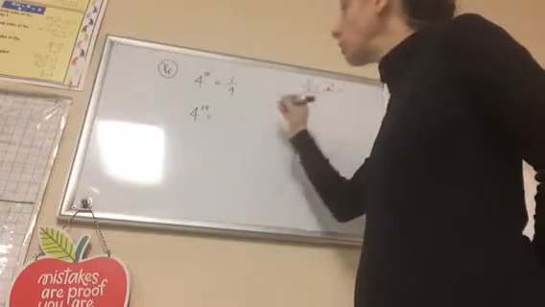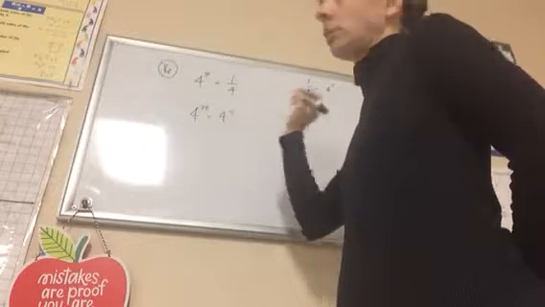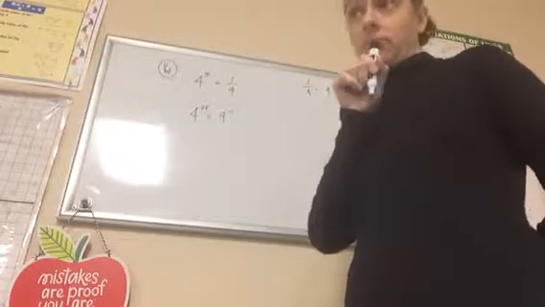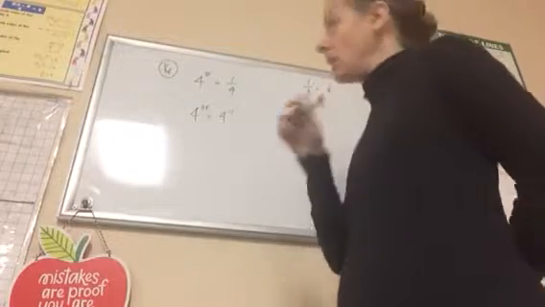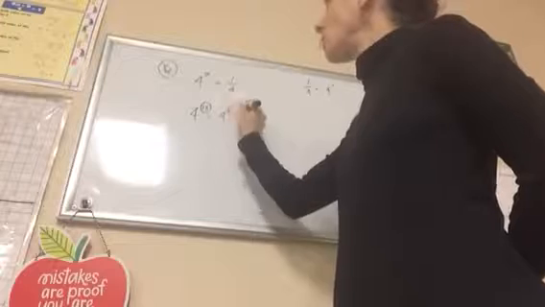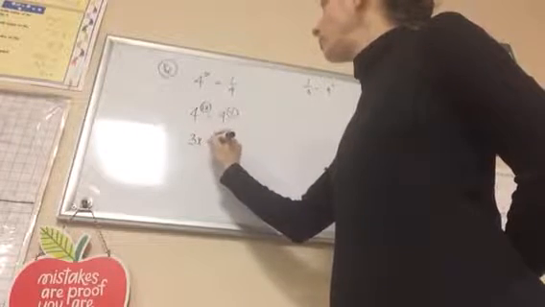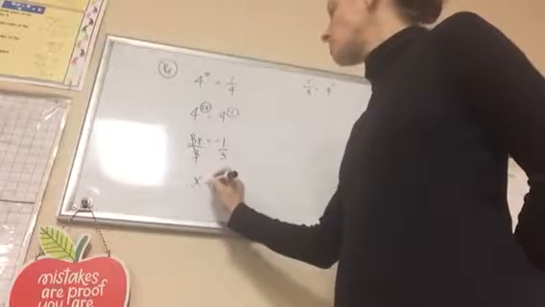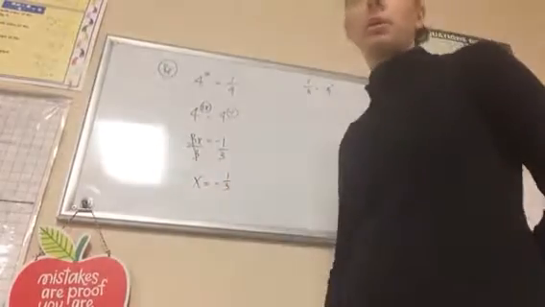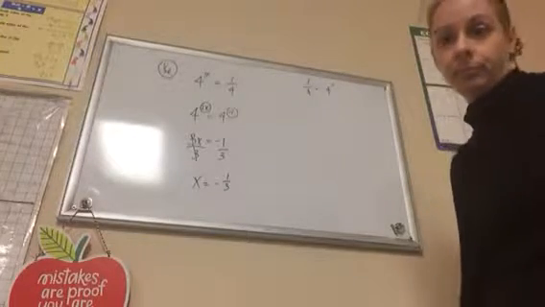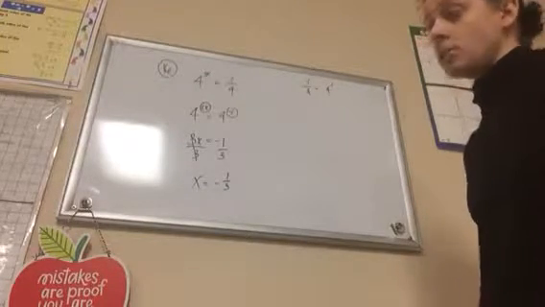True, yeah, but we don't believe in negative 1 powers. Now, because our bases are the same, we can make an equation. 3x equals negative 1, so x equals negative 1/3. Okay.